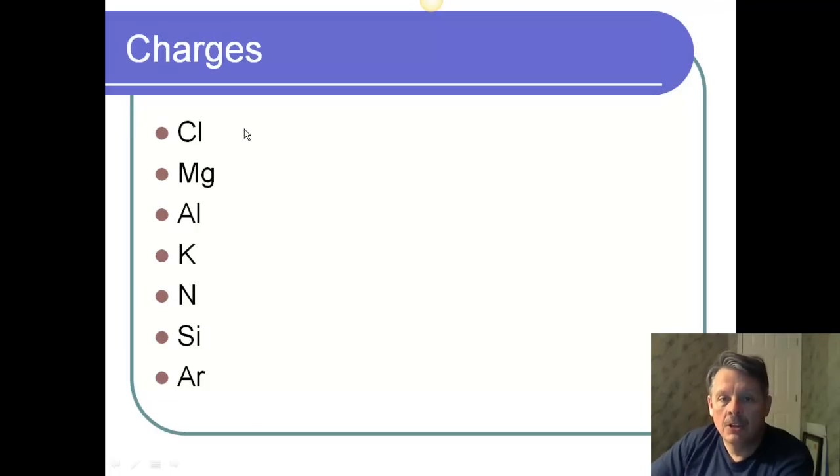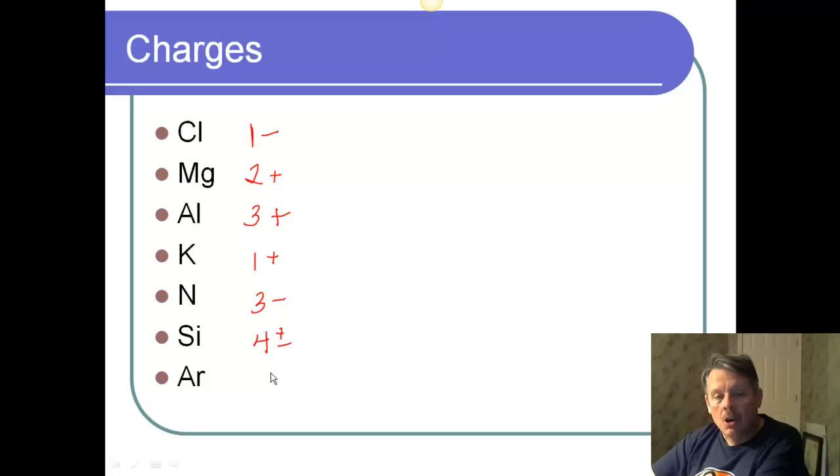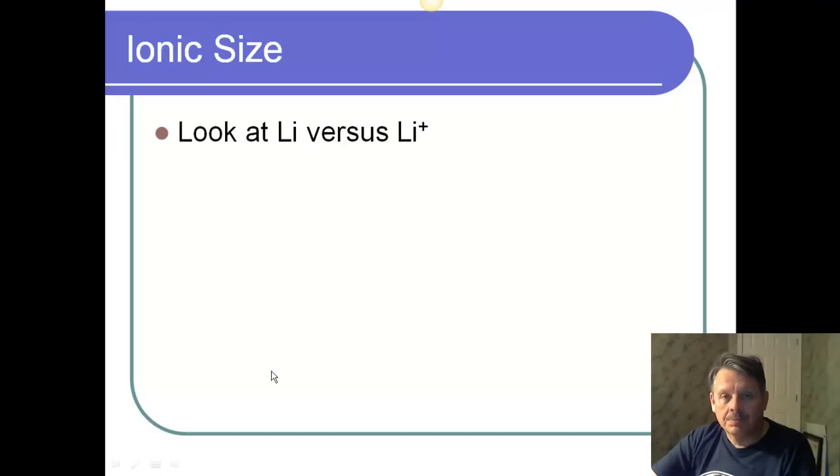All right, if I look at chlorine, chlorine is a halogen. It has a 1- charge. And magnesium is in group 2. It's an alkaline earth metal, so it has a +2 charge. Aluminum has a 3+ charge. Potassium is an alkali metal, so it has a 1+ charge. Nitrogen has a 3- charge. And silicon is sitting right below carbon, so it can have a + or -4 charge. How about argon? Argon's a noble gas. It does not bond with anything, so it has no charge.